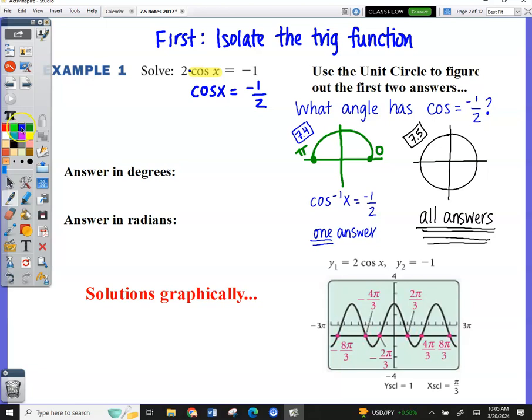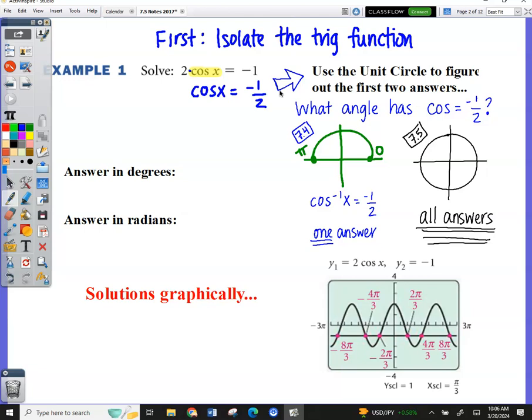So we've not actually solved this yet. We're going to come over here. You have the trig function by itself. I'm going to draw an arrow to say, now at this point, you would, that's a terrible arrow. We'll draw a better one. Let's try it again. That was better. You're going to use the unit circle to figure out the first two answers, and then we're going to write something fancy to address all the answers. So go to your unit circle.